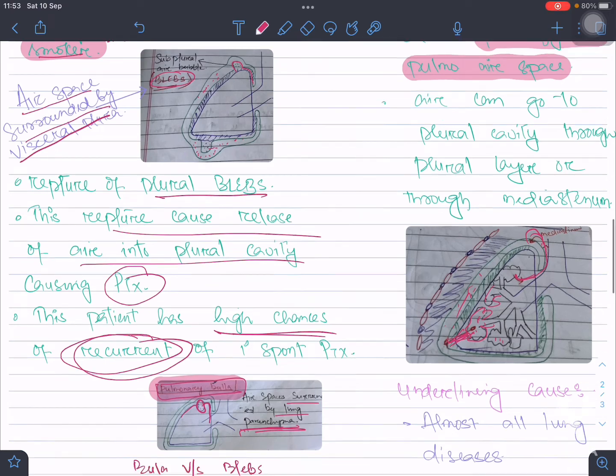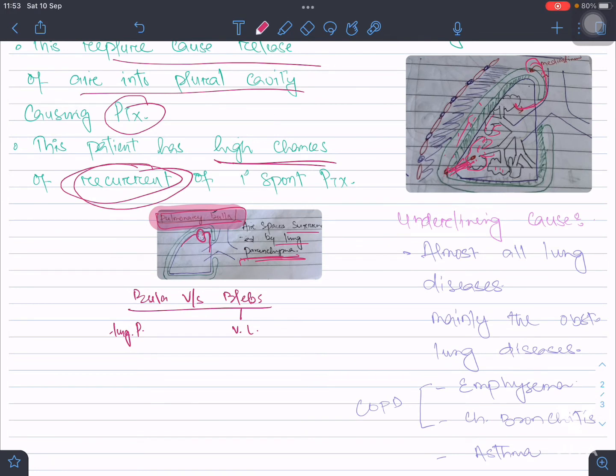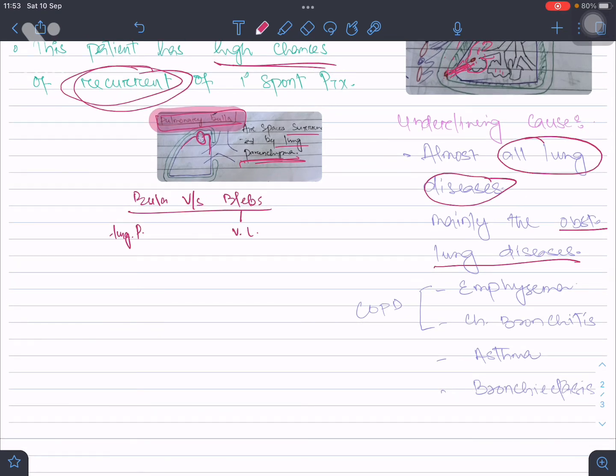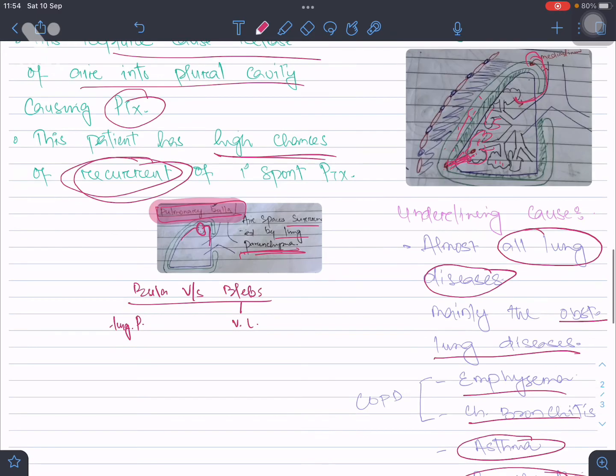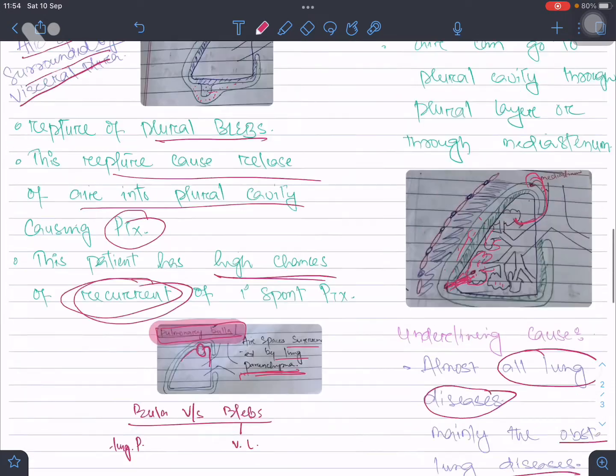It can cause pneumothorax. Underlying causes can be almost all lung diseases, but the most common are the obstructive lung diseases. The obstructive lung diseases are COPD, that is emphysema and chronic bronchitis, asthma, and bronchiectasis. These can lead to secondary pneumothorax. Okay, so let's look one more time.